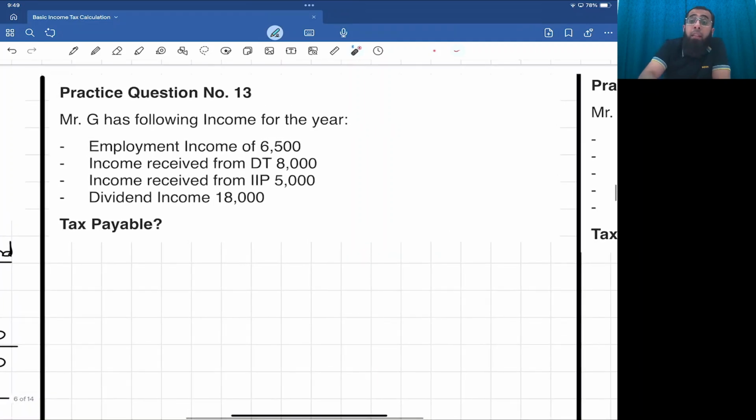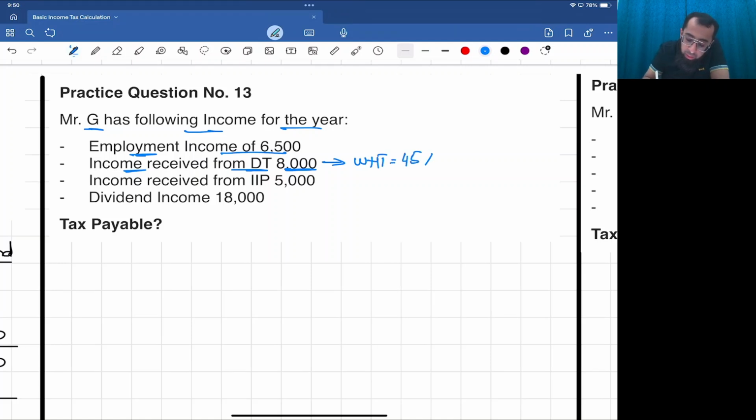Let's apply this in 3 practice questions. As you do more and more practice, things will get clear. Let's look at it. Mr. G has following incomes for the year. Employment income 6,500. Income received from discretionary trust 8,000. So there is withholding tax of 45%.